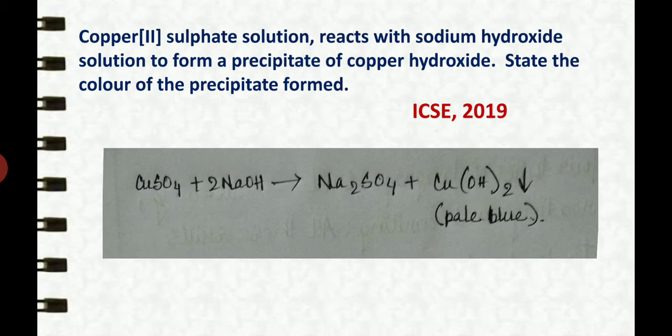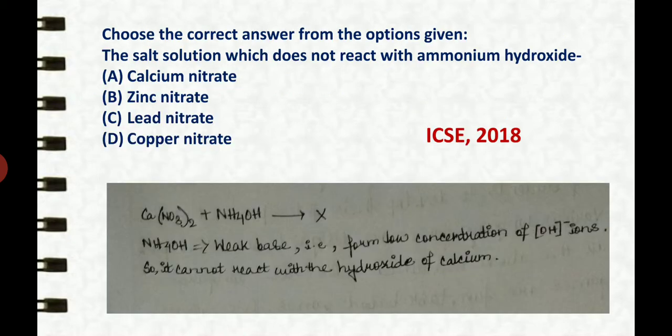When copper sulfate reacts with sodium hydroxide solution, then it forms sodium sulfate and along with it a precipitate of copper hydroxide, and the color of that precipitate is pale blue. Okay. Now the next question is from 2018 ICSE.